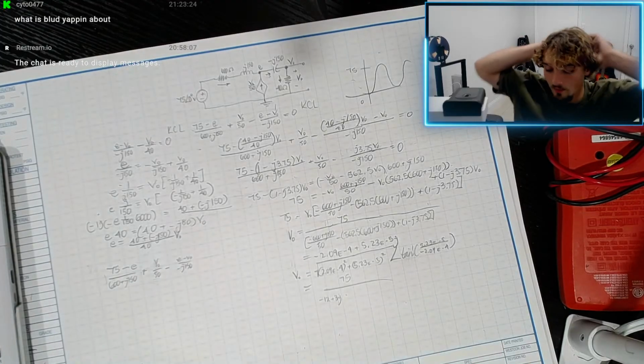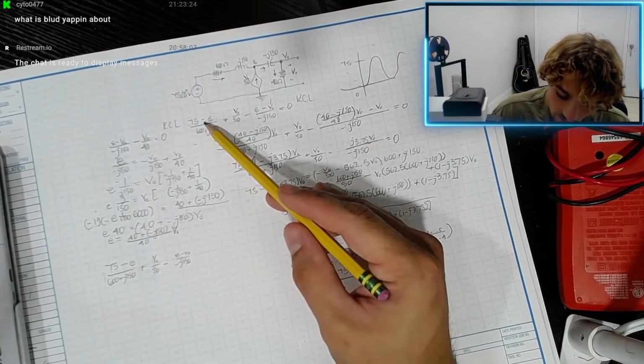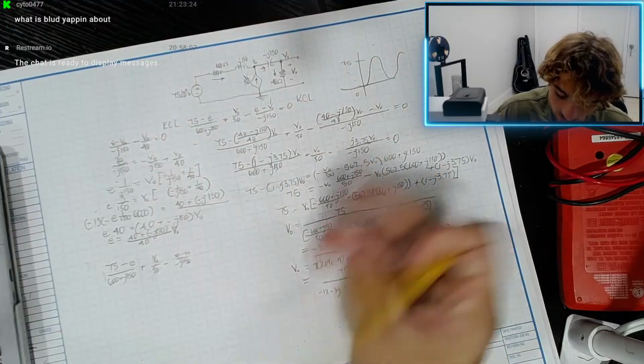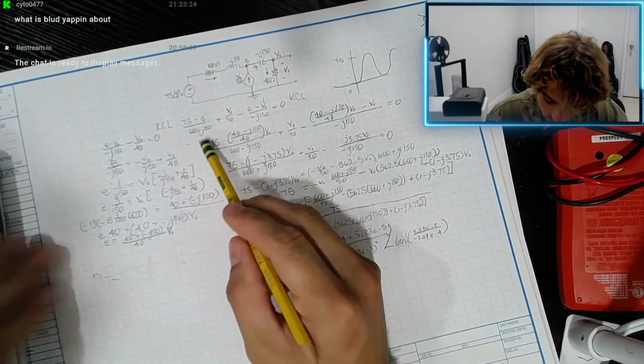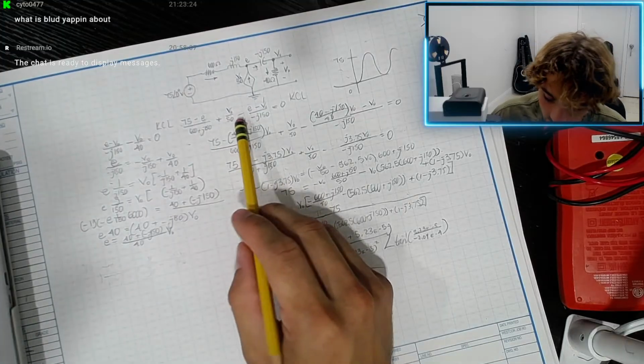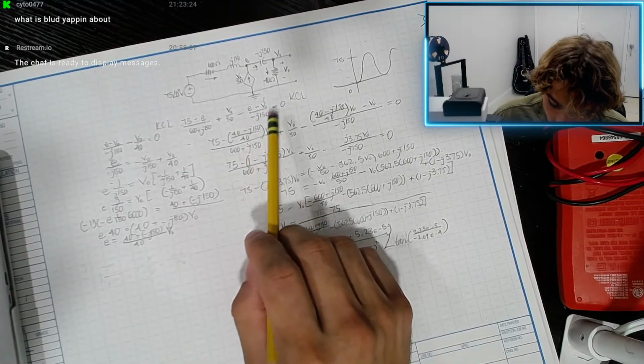All right, what am I missing? I don't want to do all this again. Oh, 75 minus E divided by... I literally have a row here, so what's the problem? Plus V out over 50 minus E minus V out divided by negative J 150 equals 0.